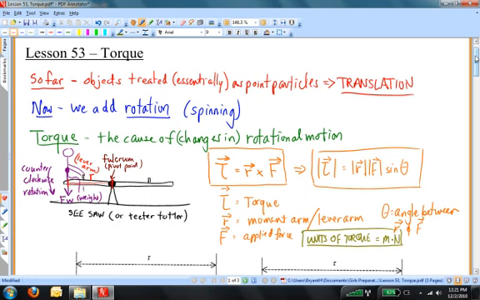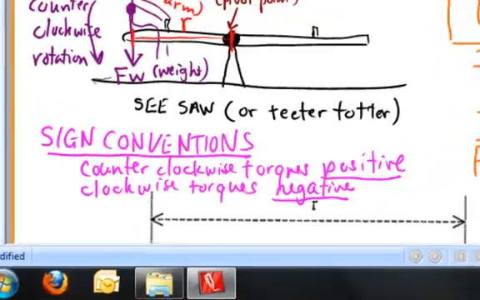The reason for that is that that's what 90% of all other physics teachers and physics texts use. So be aware of the sign convention differences. It's not a big deal as long as you call one direction positive and the other direction negative, and deal with the signs appropriately.